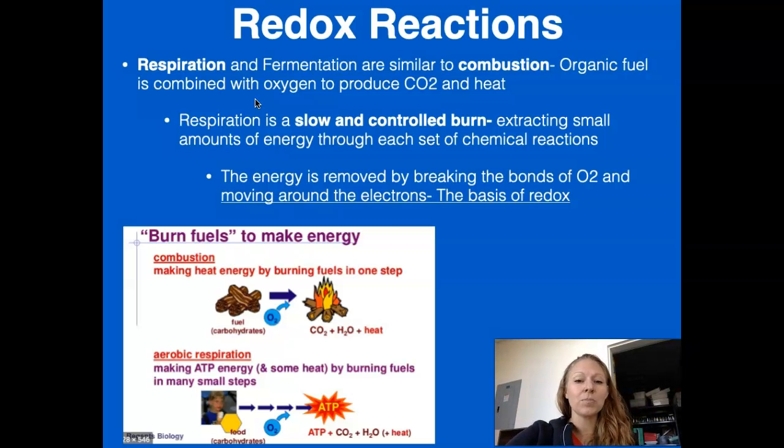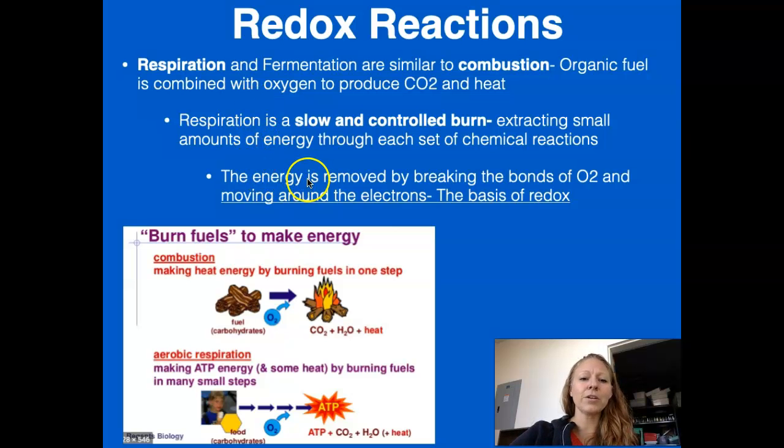Respiration, however, is a much slower and controlled burn than lighting a match. It's a series of many chemical reactions that slowly release energy, slowly release the carbon dioxide, and slowly release the heat. Otherwise, if we burned up as quickly as a candle or a match, we would burn up. So we have a slow burn.